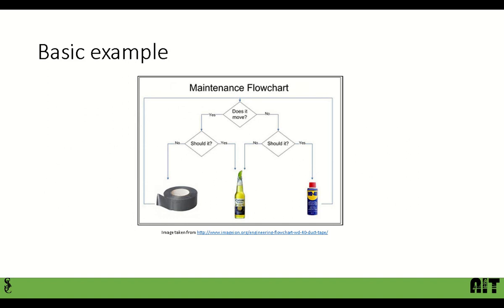So here's just kind of a joke example, but it's a good example. You go in and you say, "Hey, does this move?" And yes and no. Well, if it doesn't move and it's not supposed to move, you're done. Get a beer, right? If it does move and it's supposed to move, then you're done again. But if it moves and it's not supposed to, they say duct tape it. And if it doesn't move and it should, then WD-40 it. But it's a maintenance flow chart, right? This is an example.